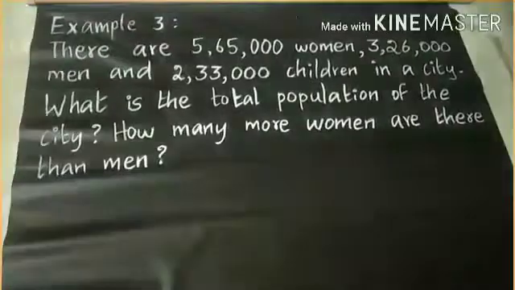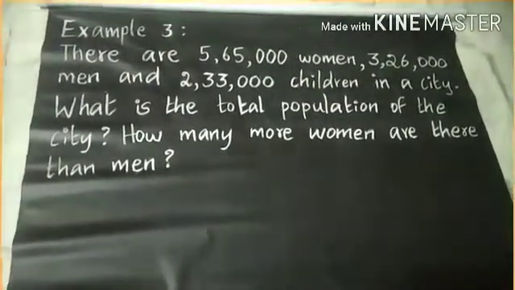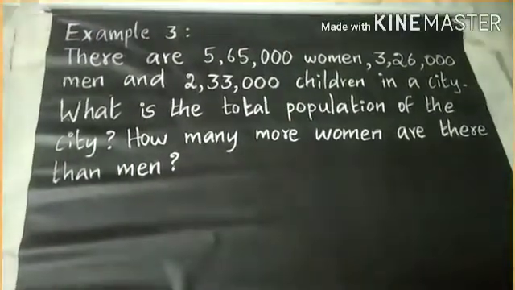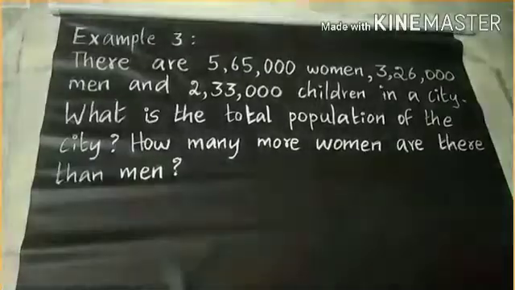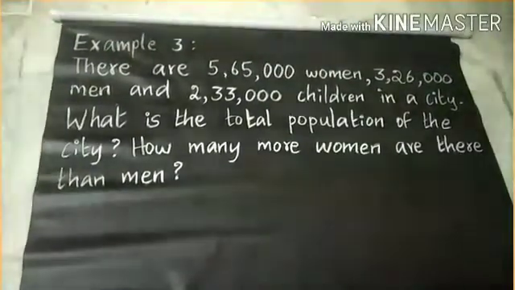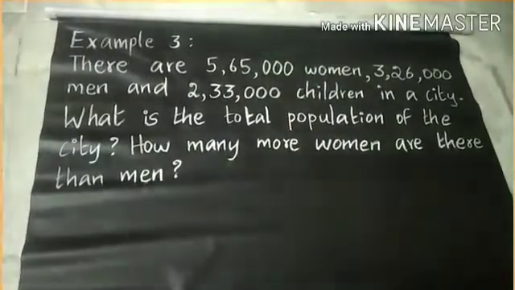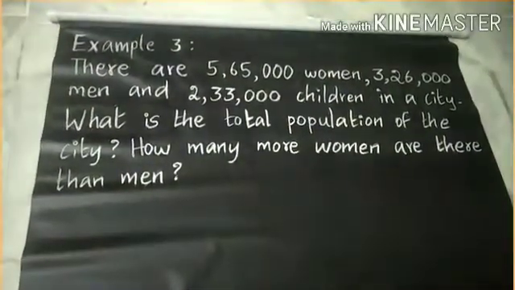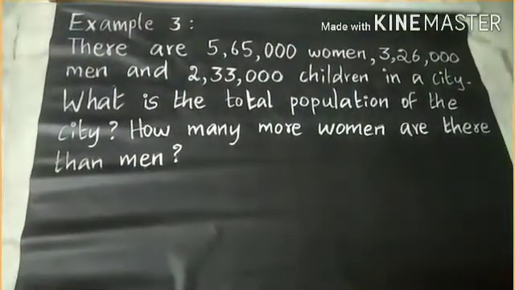Example 3. There are 5,65,000 women, 3,26,000 men and 2,33,000 children in a city. What is the total population of the city? How many more women are there than men? What do you understand from this question?